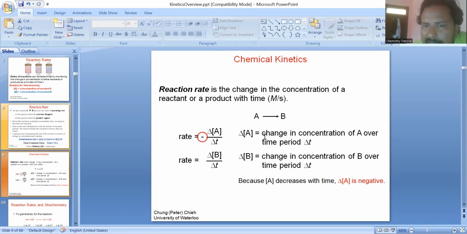Okay, so del A reveals the change in concentration of A over time period del t. Del B denotes the change in concentration of B over time period del t. Because the concentration of A decreases with time, del A is negative.